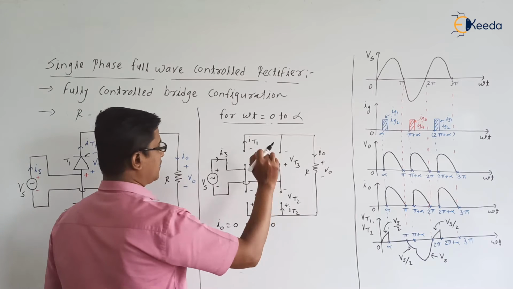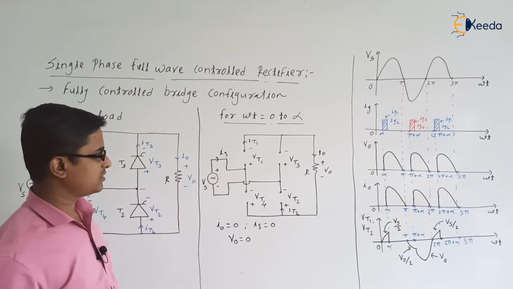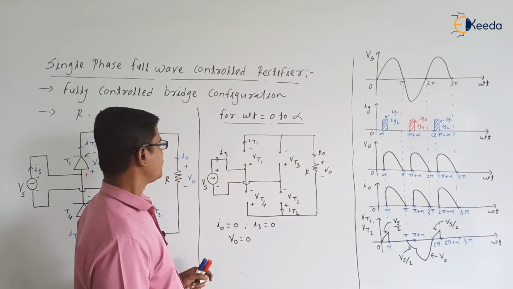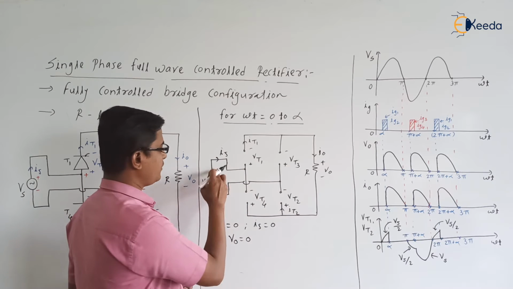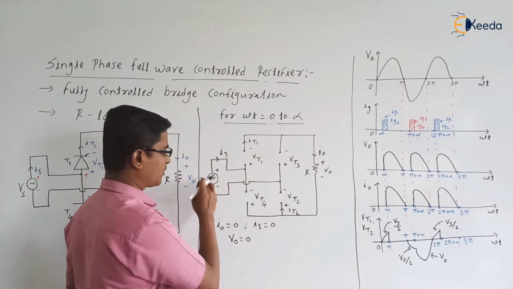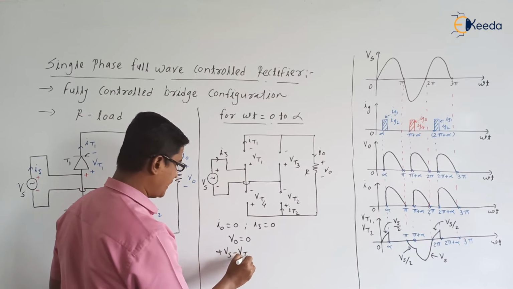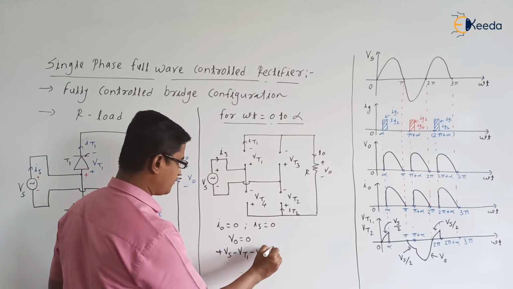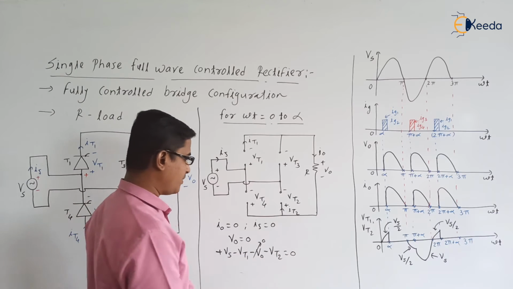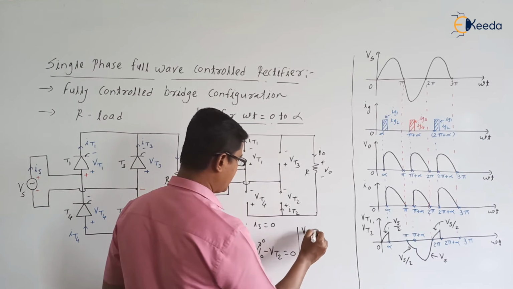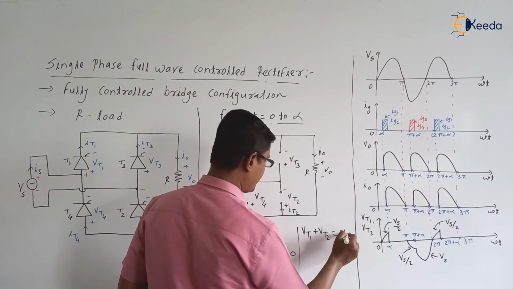Next, now what is the V0? I0 is 0, so V0 is equal to 0. So what is the Vt1, Vt2? Can we find? Yes, can we apply KVL to this loop? Vs, T1, load, T2, and again back to the Vs. Yes, we can apply. So it is plus Vs minus Vt1 minus V0 minus Vt2 is equal to 0. Out of that V0 is 0, so can we write Vt1 plus Vt2 is equal to Vs, right?